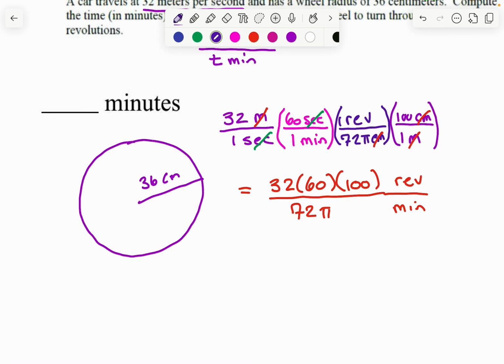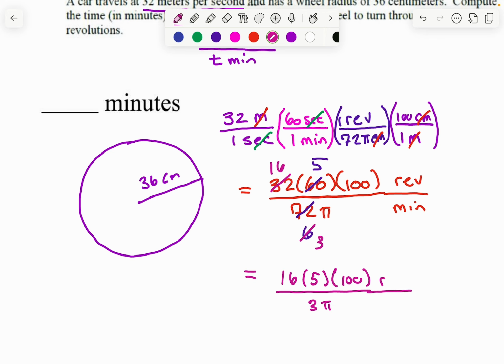Let's do a little canceling out here. I noticed that 12 goes into 72 6 times, and 12 goes into 60 5 times. You can simplify a little more. I think 2 goes into 6 3 times, and 2 goes into 32 16 times. All right, so cleaning that up, 16 times 5 times 100 divided by 3 pi revolutions per minute.